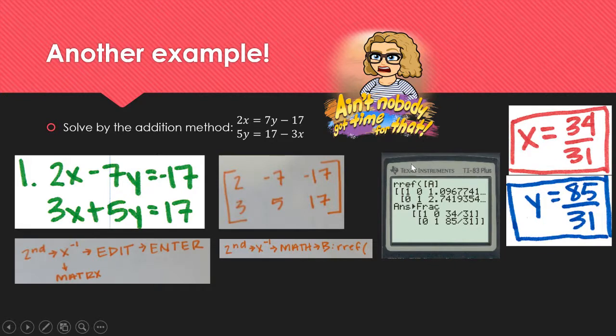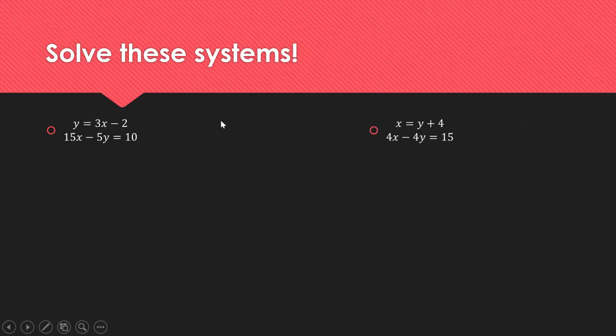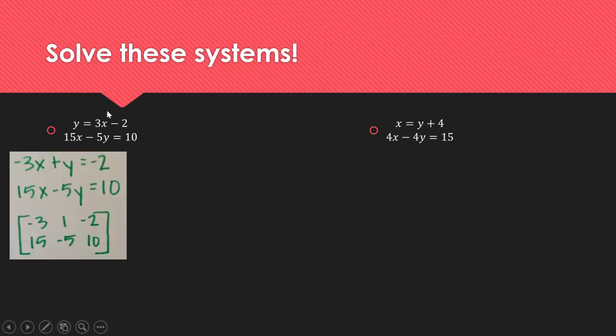So the calculator will do these for us. That's pretty much what we're going to use for the rest of our examples here. So we're going to try these two systems. y equals 3x minus 2, 15x minus 5y equals 10. So first we need to line it up. We need to subtract that 3x over. And then we turn it into our matrix, -3, 1, -2, 15, -5, 10.